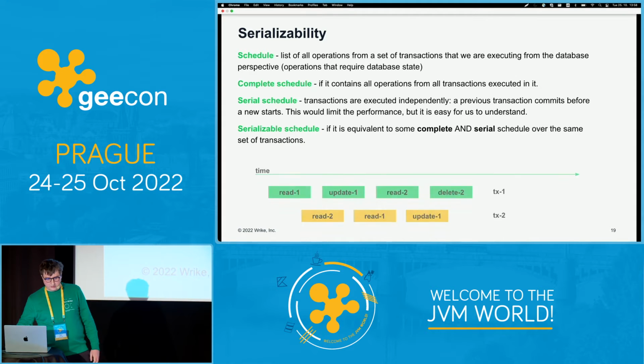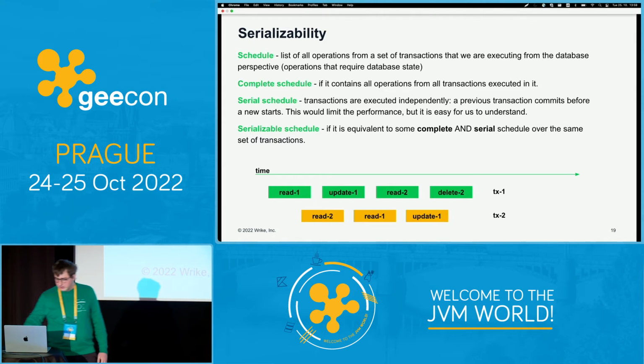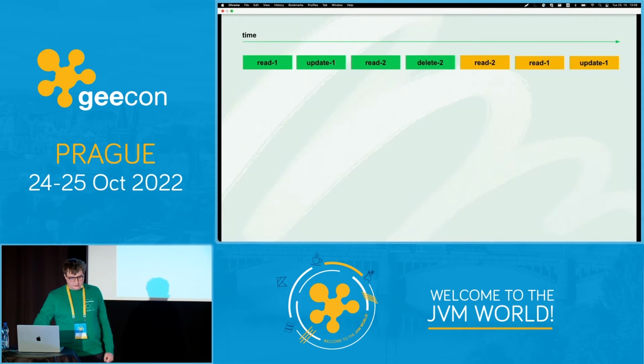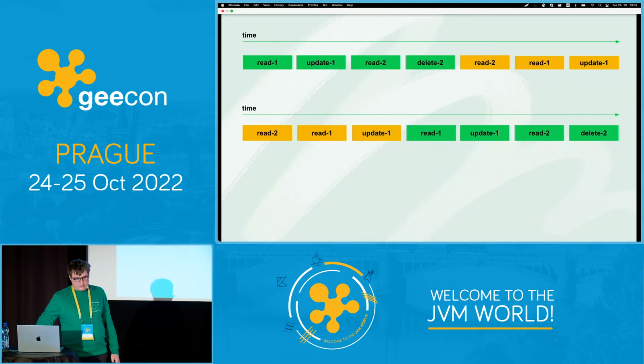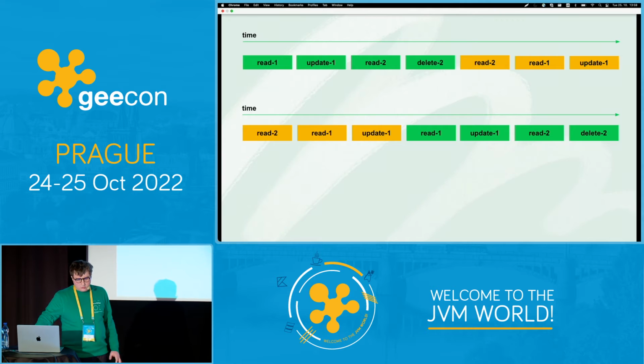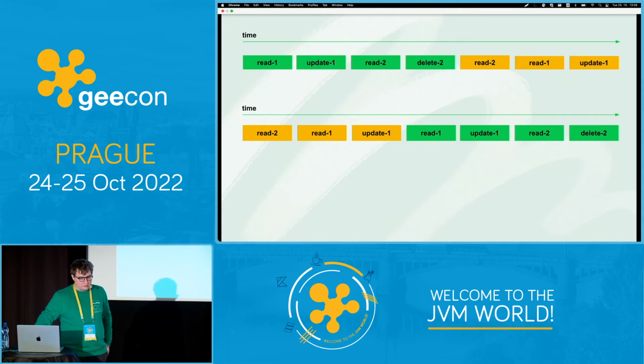Let me show you an example. We have two transactions, T1 and T2. They have operations. And if we reorder those operations, we can first execute transaction 1 and then transaction 2, or we can execute transaction 2 and then transaction 1. So we will get some result, and these are two examples of a serializable schedule.